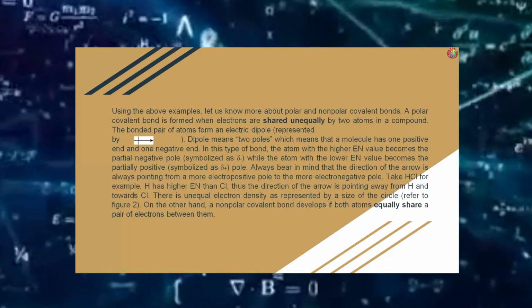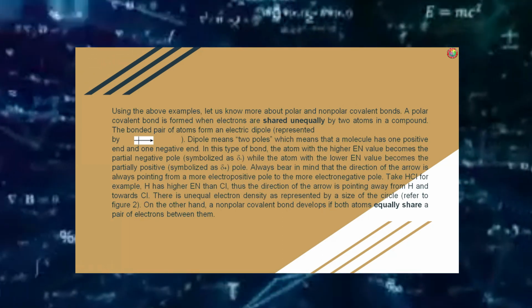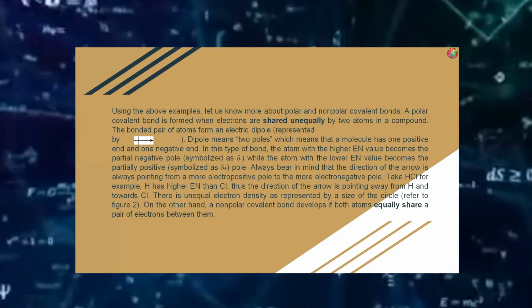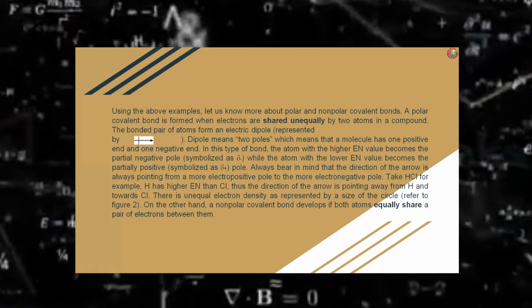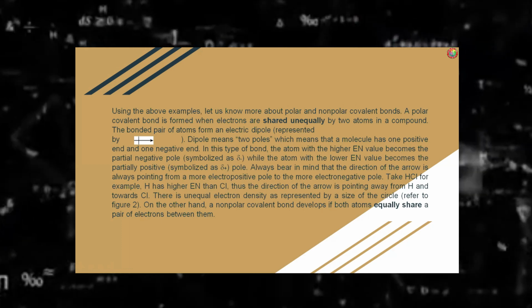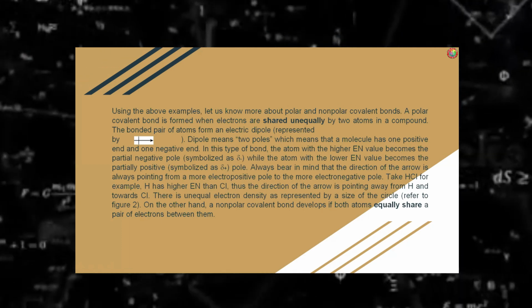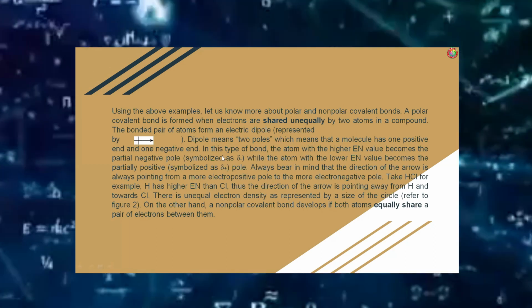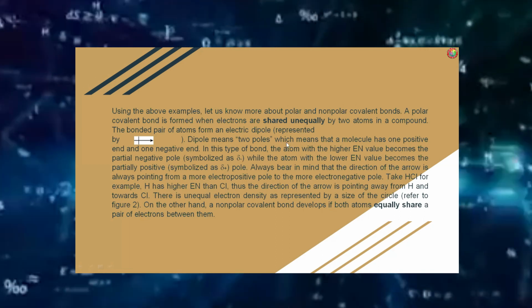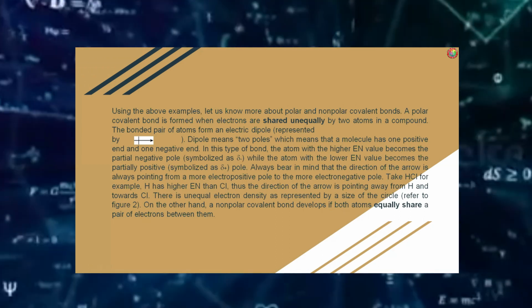Using the above examples, let us know more about polar and non-polar covalent bonds. A polar covalent bond is formed when electrons are shared unequally by atoms in a compound. The bonded pair of atoms forms an electric dipole, represented as this one. Dipole means two poles, which means that a molecule has one positive end and one negative end.